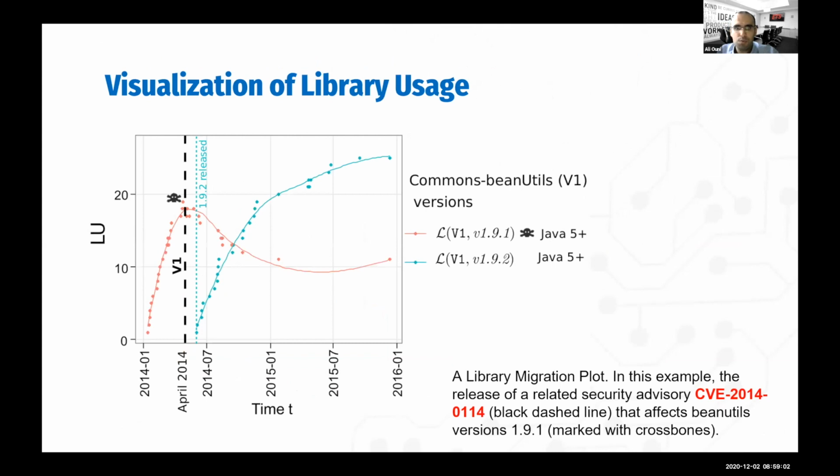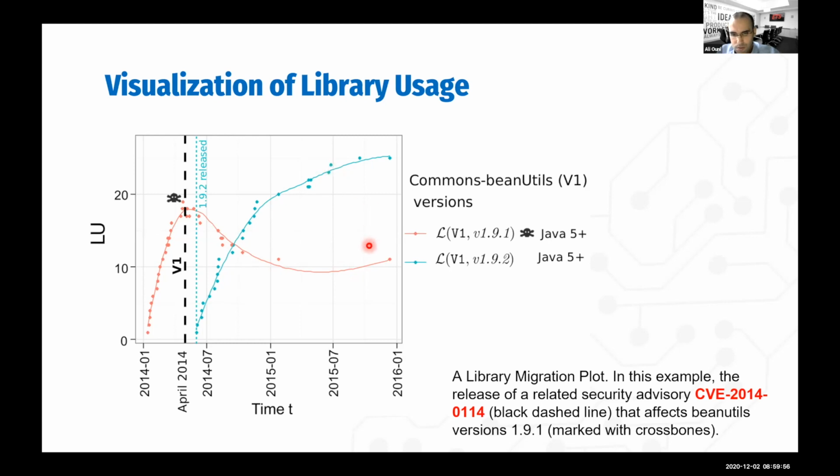This is another interesting case with the Commons BeanUtils library, version 1.9.1. As we can see from the figure in the red color, there was a security advisory in April 2014, so developers started to move from the library to the next version, which is 1.9.2. But here, as you can see, there are still users that are using the risky library. And this is also surprising. Even though they know that this is a problem, they still use the library and they do not want to migrate to the new version, which is secure, where the vulnerability is fixed.